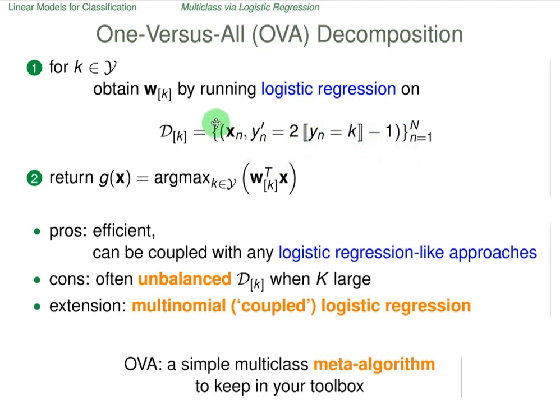So we are relabeling, or creating pairwise data, based on the multiclass data. And then we perform selection of the hypothesis g based on the one that maximizes the output. So we can think of this step as efficient, and it can be coupled with any logistic regression-like approaches.